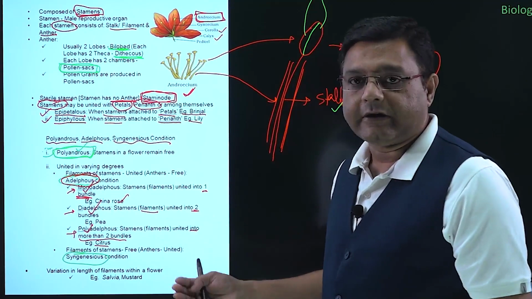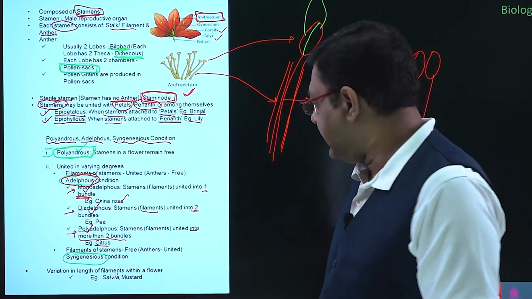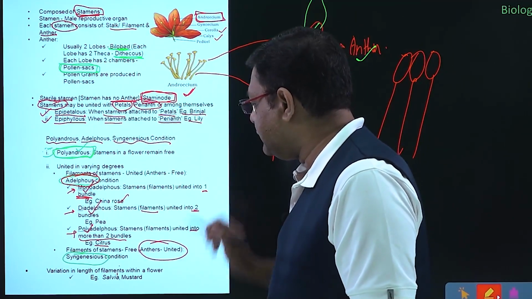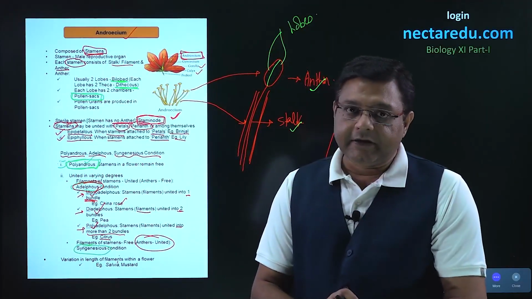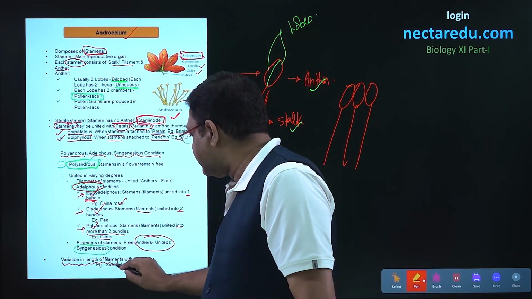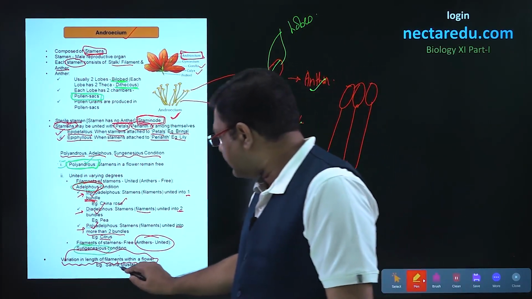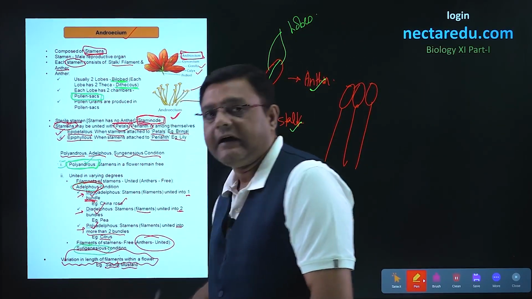As we talked about it earlier, in syngenesious condition, filaments will be free, but anthers will be united. After this, there can be a condition in which there is variation in the length of filaments within a flower, and the most common examples of this condition are salvia and mustard.